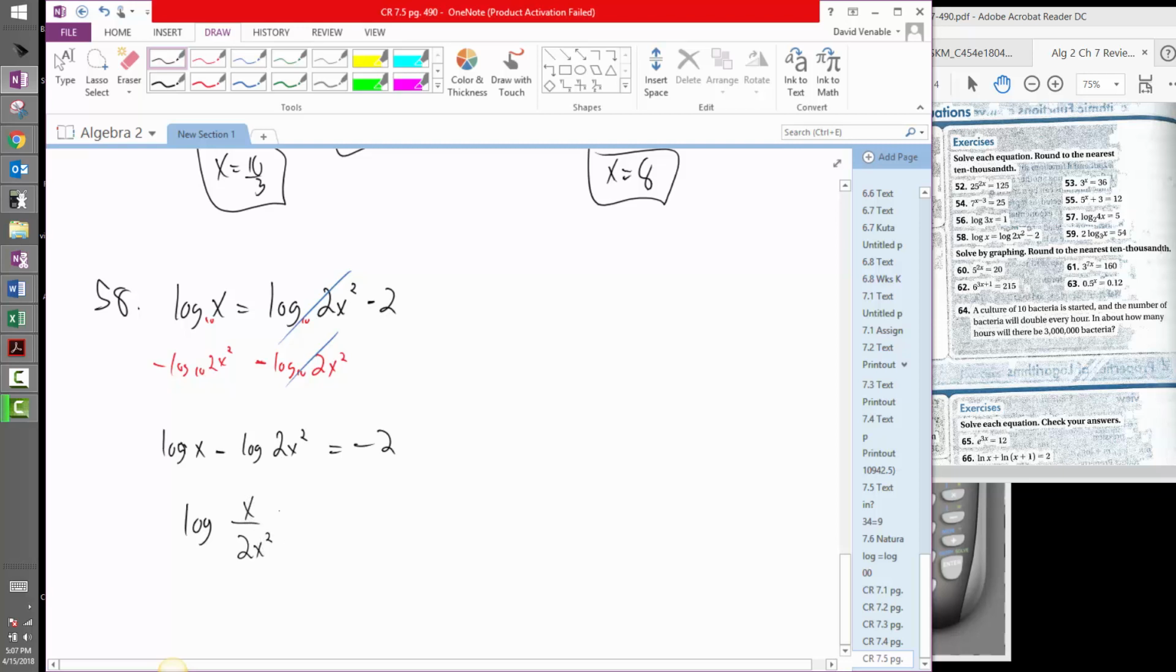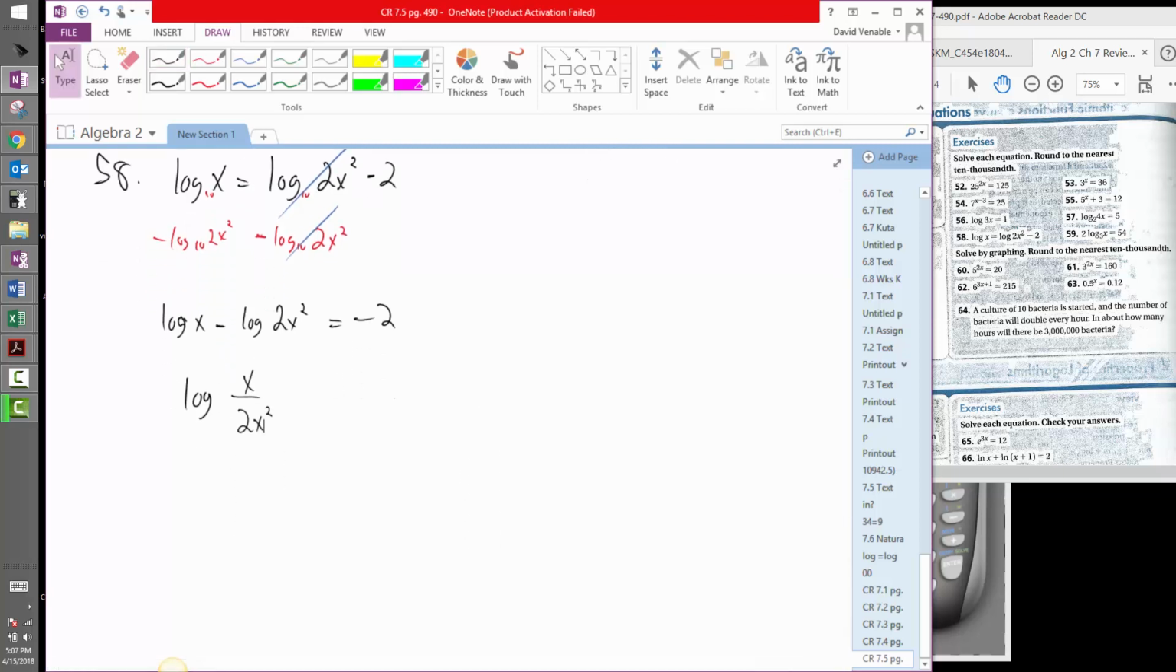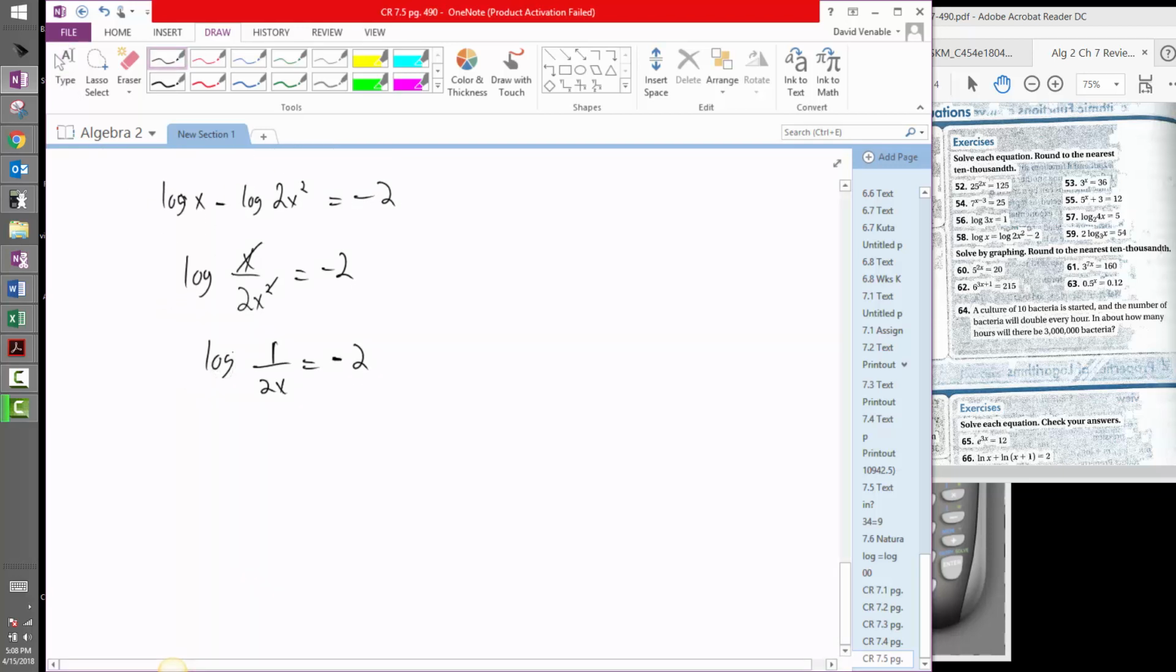All right, so log of x over 2x squared, which, by the way, you see how you can kind of cancel something there? Like one of the x's could cancel out. But anyways, that's equal to negative 2. So I get log of 1 over 2x equals negative 2. And yes, this is log base 10. So since this is log base 10, and I only have a single log, I can make both sides the power of 10. These cancel each other out right here, the 10th power and log base 10. 10 is the base. So 1 over 2x is equal to 10 to the power of negative 2.